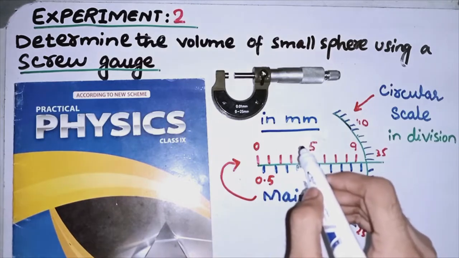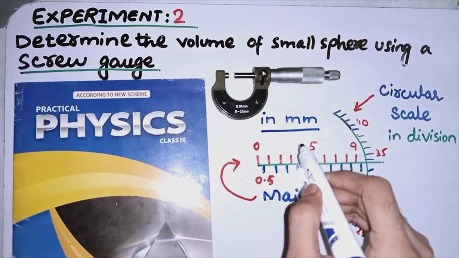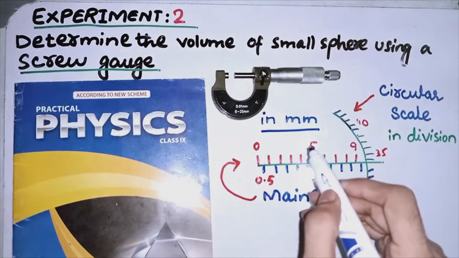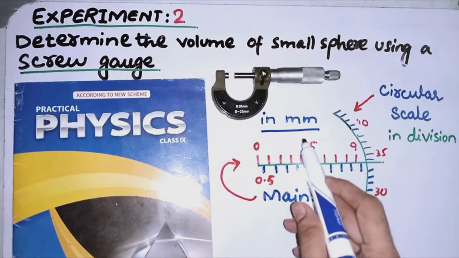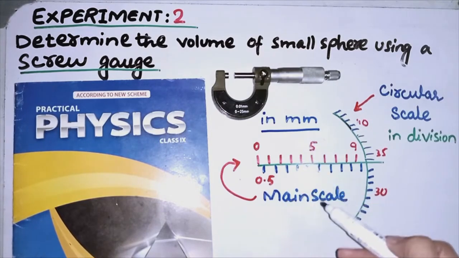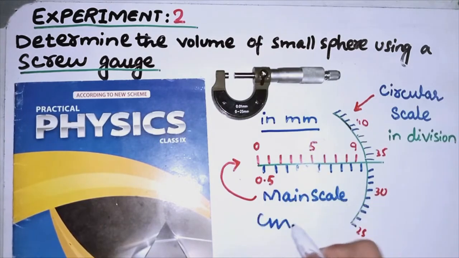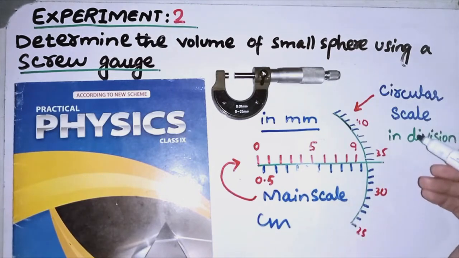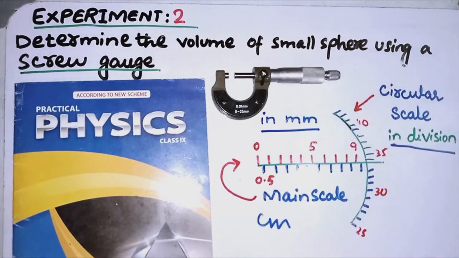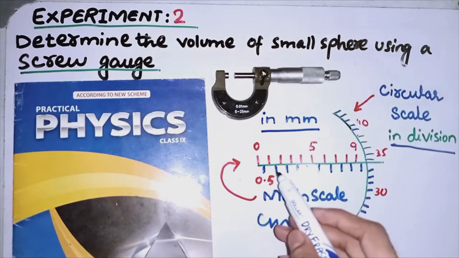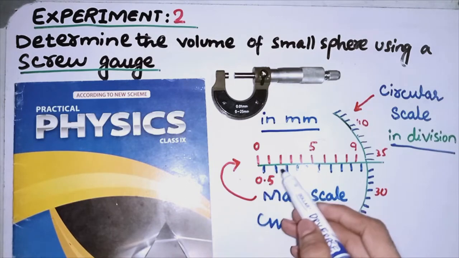For the sake of conversion, since we have to take our reading in centimeter, we have to convert millimeter into centimeter. Whereas the circular scale is in division. Okay, the circular scale is in division. So first of all we will observe how to read the main scale.